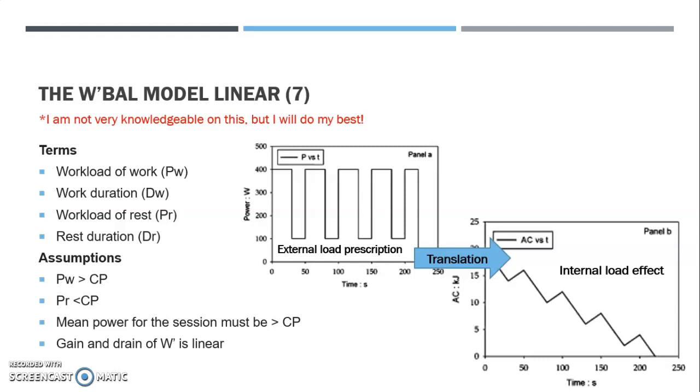The mean power of the session should also be greater than critical power, because otherwise you would just be gaining energy in a mathematical model, which wouldn't make any sense. And then also in this particular model, the gain and drain happen at the same rate.